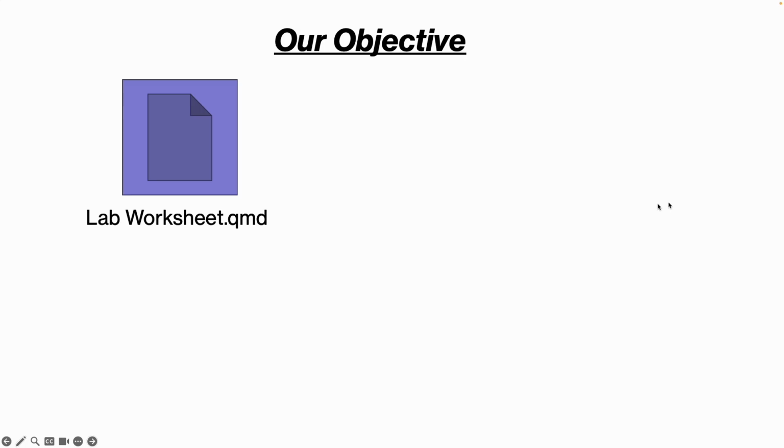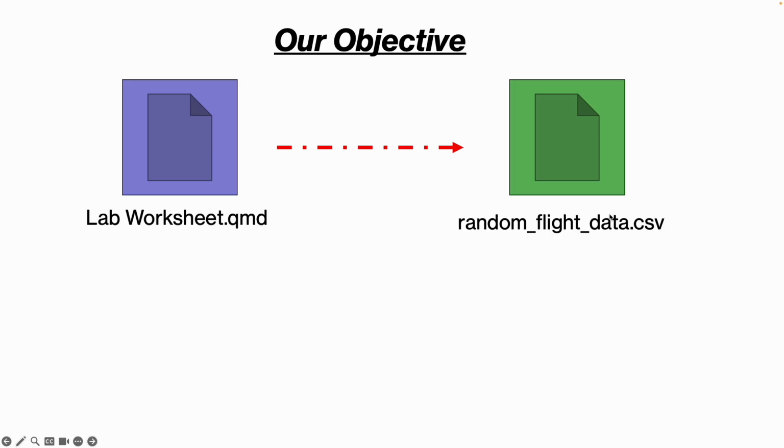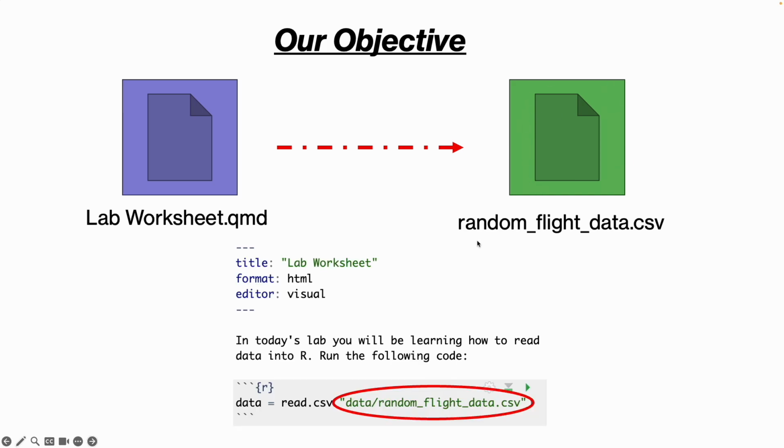As our overall objective, we have a lab worksheet.qmd, a Quarto Markdown document. And what we want to do is read in this data, randomflightdata.csv. If you don't know what .csv stands for, it stands for comma separated values, and it's just the way that our data is stored in the file.